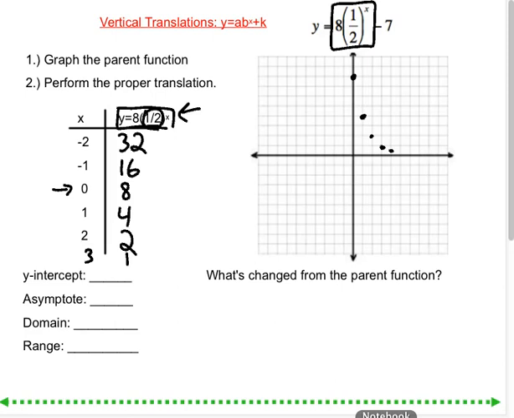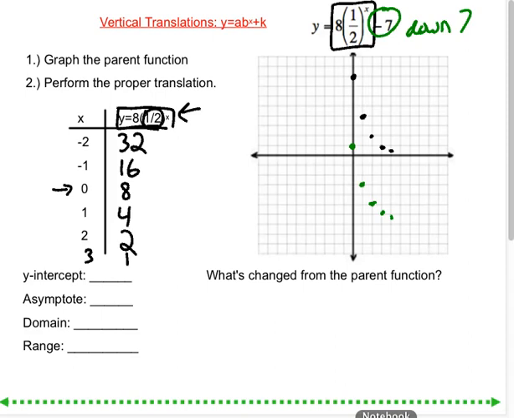So I've plotted everything that was in my table. Now let's take a look at this. What is that telling me to do? Well, hopefully you guys know that is a shift down 7. Okay, so you're taking every one of those and you're going to shift it down 7. So let's do that. 1, 2, 3, 4, 5, 6, 7.